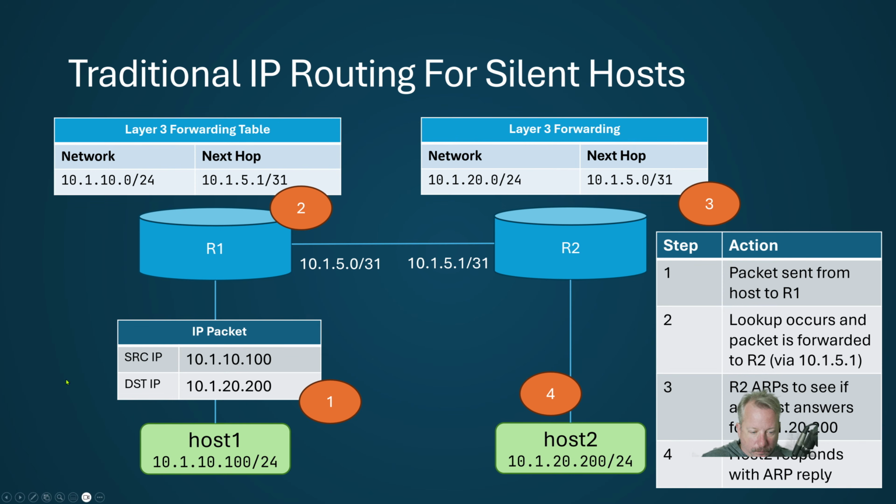So I didn't use any animation here. What'll happen is host 1 will send a packet. Let's say we've got two routers, router 1 and router 2. They both have hosts on them. Host 2 is a silent host. Router 1 doesn't have an ARP entry, doesn't have a MAC address entry for host 2.